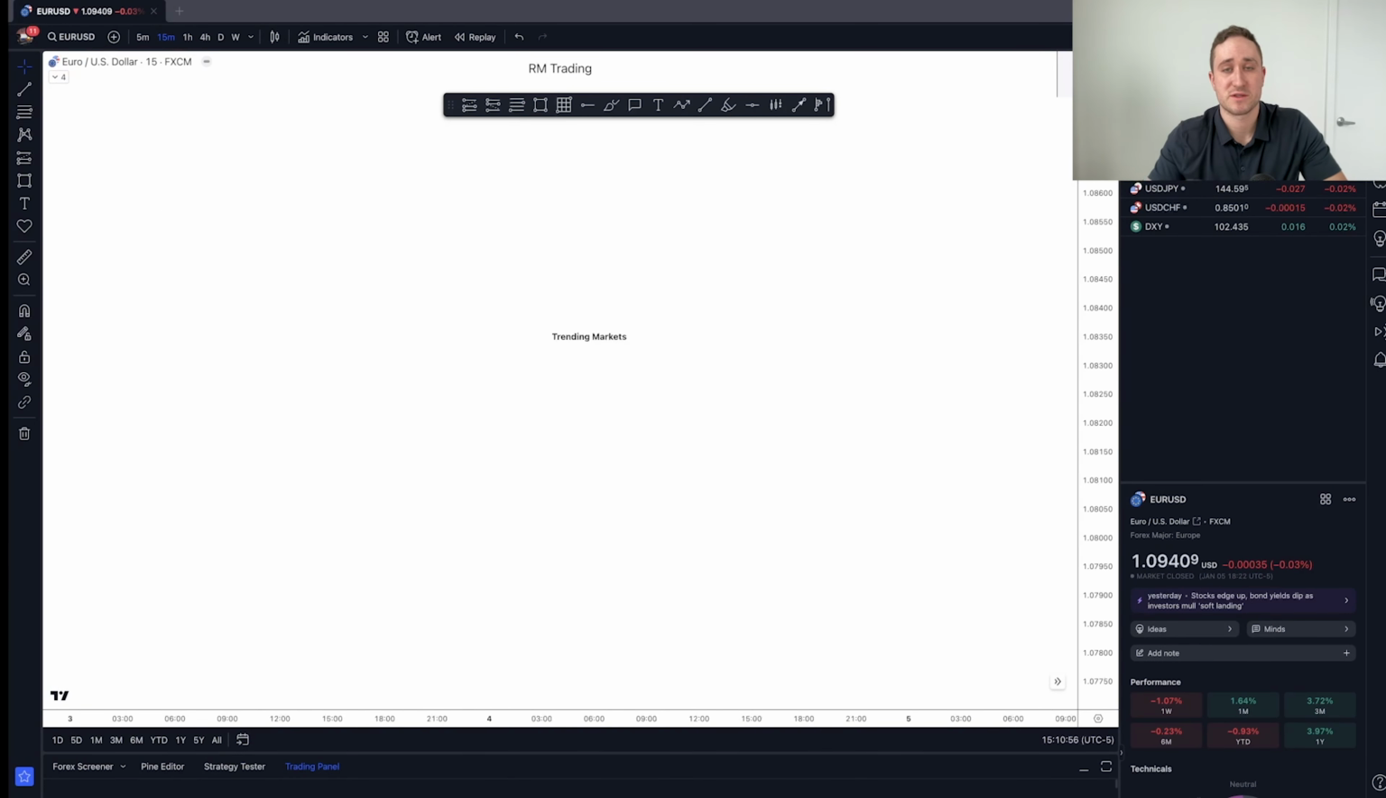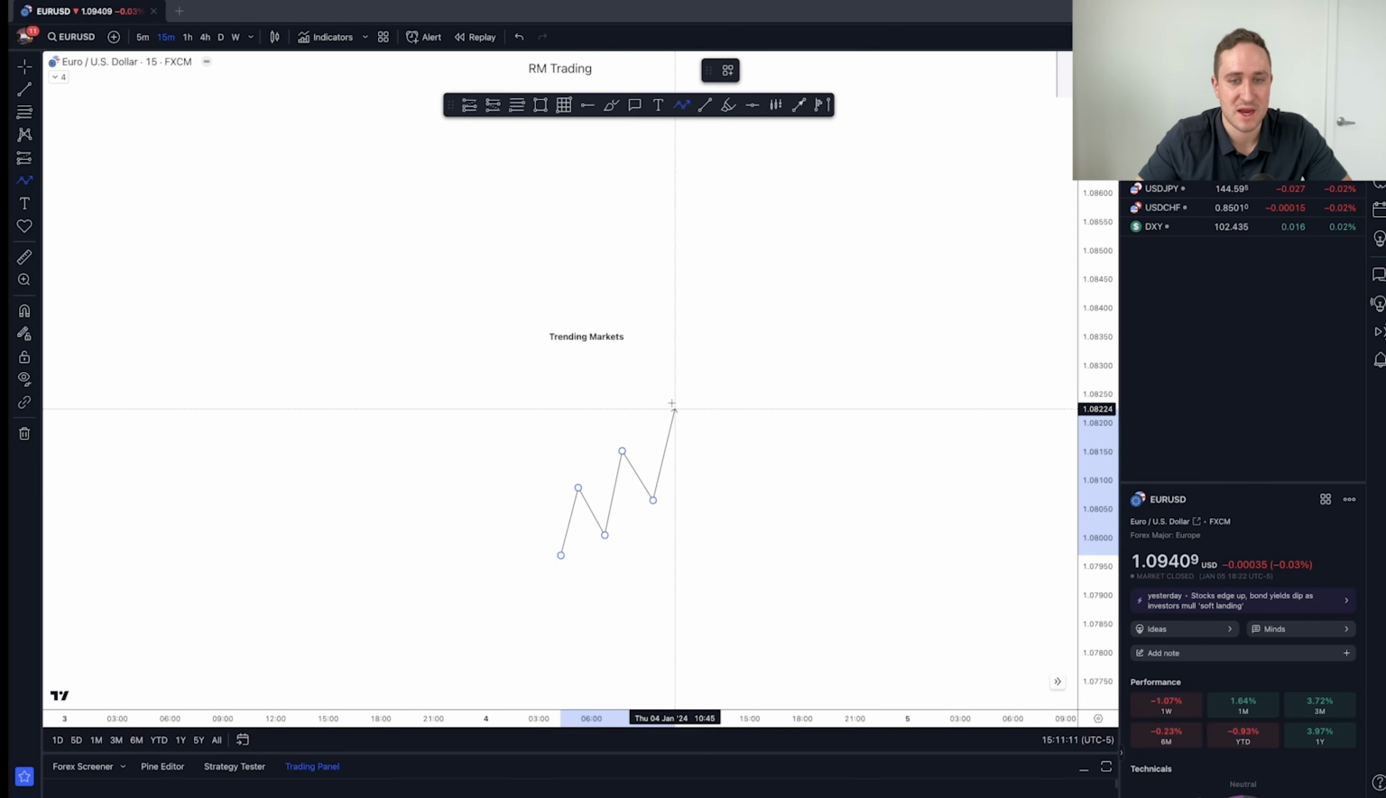So what are trending markets? Trending markets are when the market is continuously moving in one direction. So either bullish or bearish, like I have previously shown earlier in the course. So for example, a trending bullish market would be this. The market is continuing to make higher highs and higher lows.